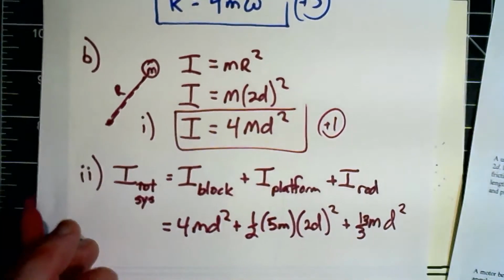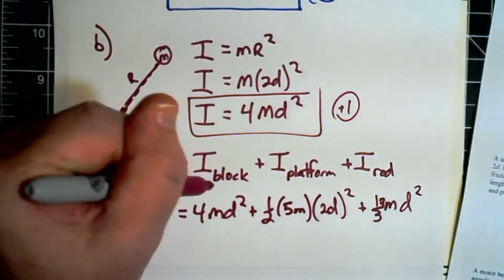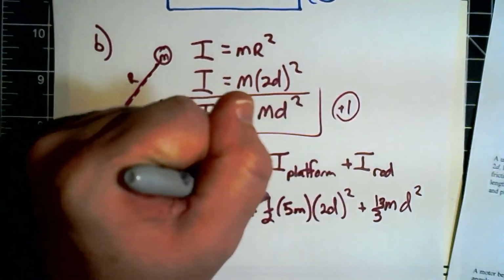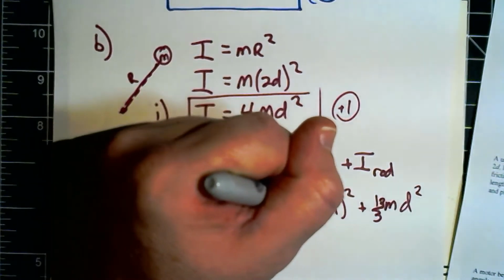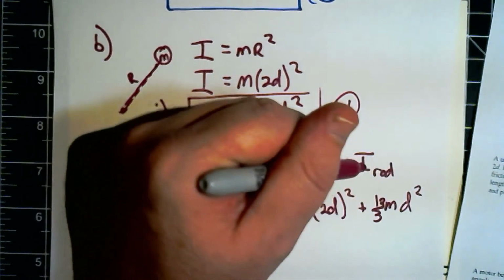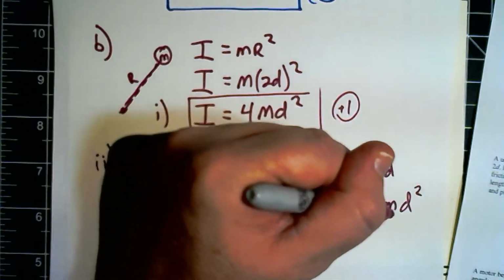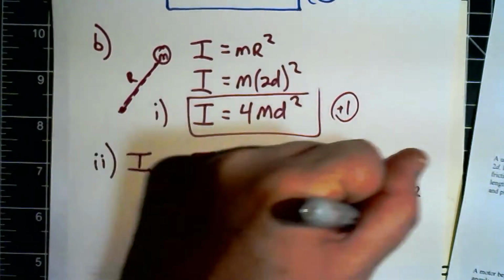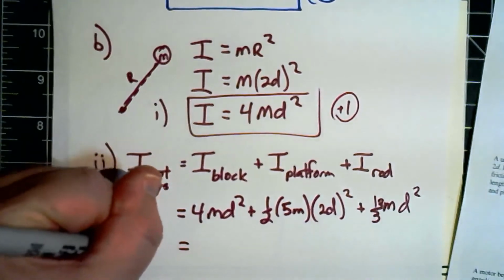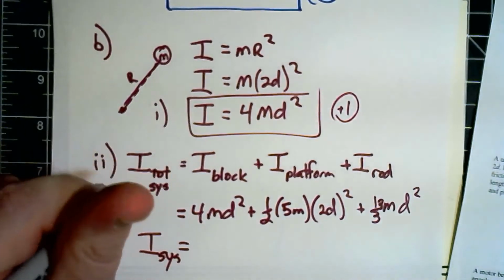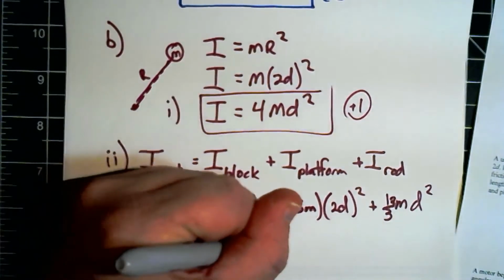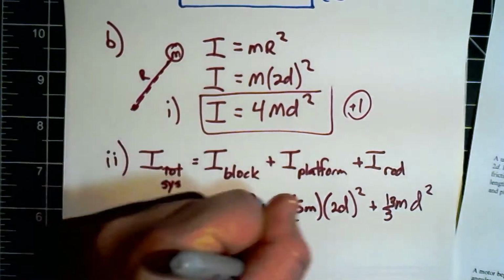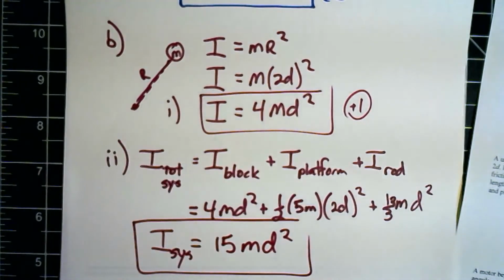Sorry, I was off the page there. Okay, so we've got rotational inertia of the block, 4md squared. Rotational inertia of the platform, which is 1/2 mr squared. M is 5m for the platform. R for the platform is 2 times the distance d. And for the rod, it's 1/3 the mass of the rod, which is 3m, times d squared. And so when you reduce all this down and combine like terms, you end up getting, for the system, the rotational inertia is 15 md squared. That's the total system inertia. And I believe that was worth 2 points, plus 2.